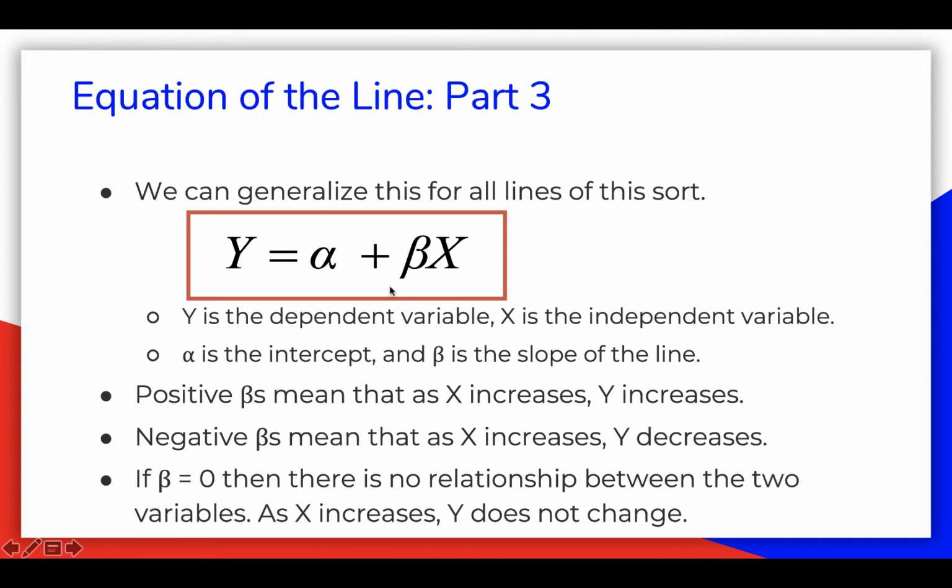Positive betas mean that as x increases, y increases. Negative betas mean that as x increases, y decreases, which is what we have seen in this voltage example. As you increase that voltage, in turn, how many items people will recall has declined. And if beta is 0 or close to 0, then we would conclude that there is no relationship between the two variables, which means as x increases, y does not change.